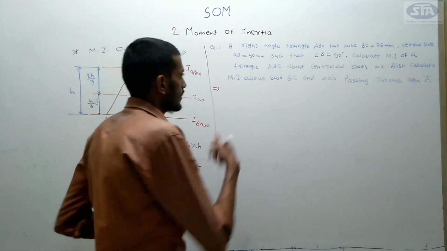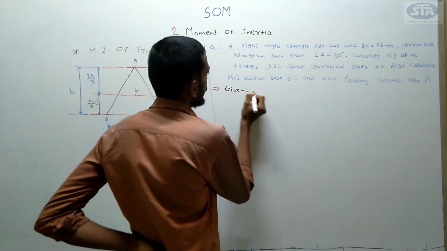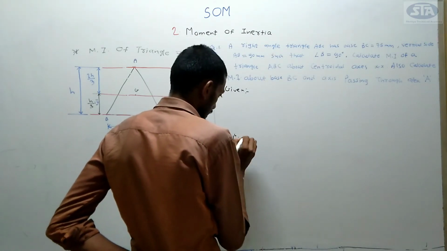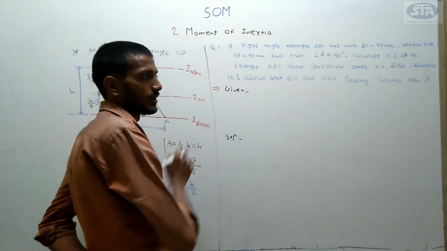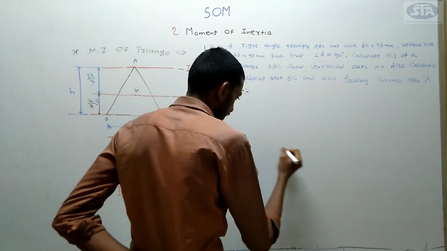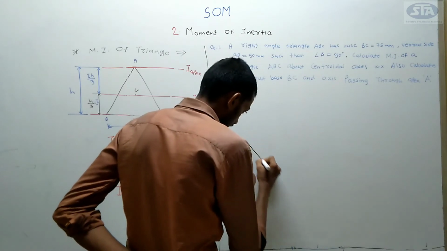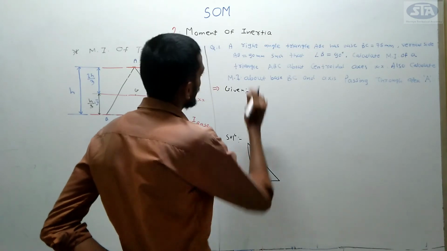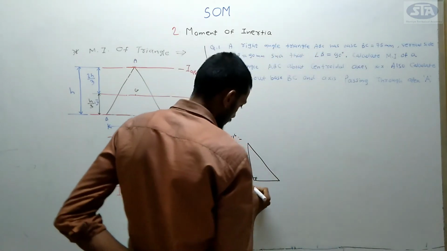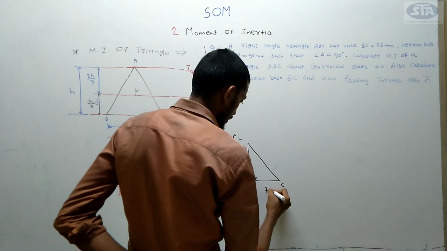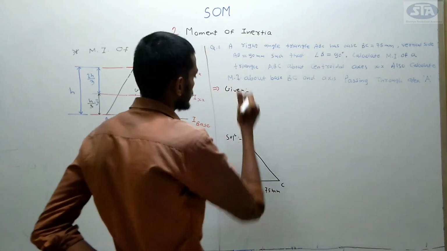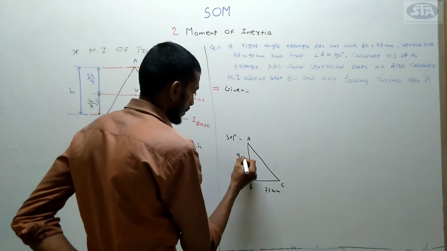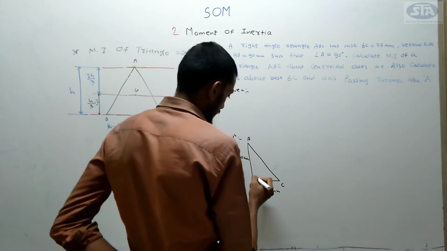First of all, let us sort out the given data. We have to draw a diagram, because depending upon the diagram we can sort out the given data. This is our right angle triangle. In that right angle triangle ABC, this is your base BC, which is 75 mm. The vertical side AB is 90 mm. Next, angle B is 90 degrees.